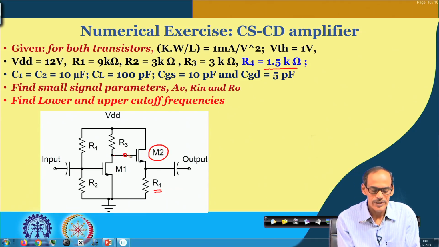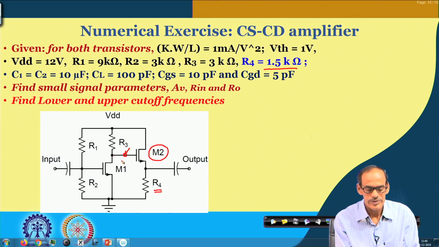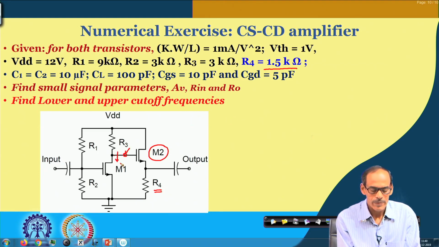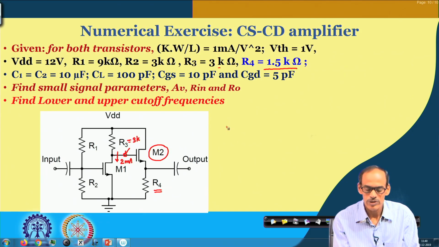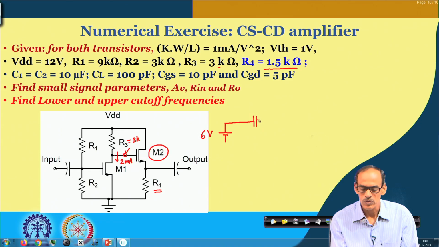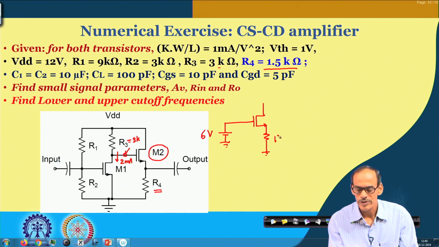So, the DC voltage coming here, if you see the current flow here, it is 2 milliampere, and R3 is 3 K. So, the drop across this 3 K is 6 volt. So, we can say that we do have a DC voltage of 6 volt coming to the gate of transistor 2. So, we do have R4 here, 1.5 K, and its drain is connected to VDD.